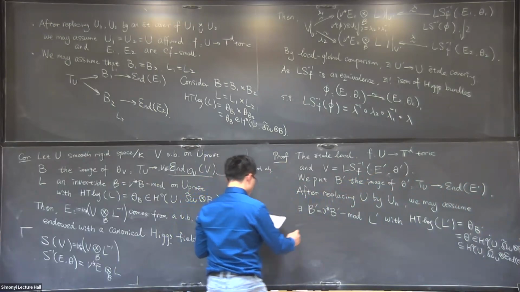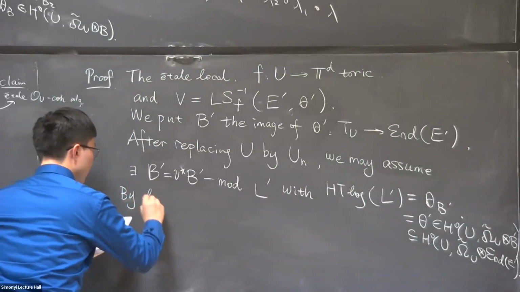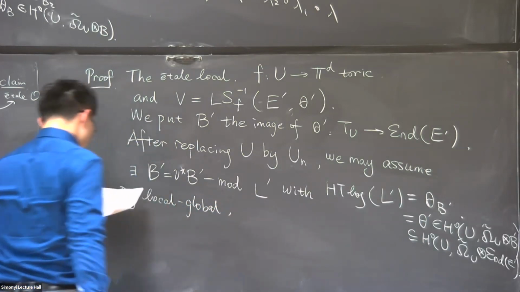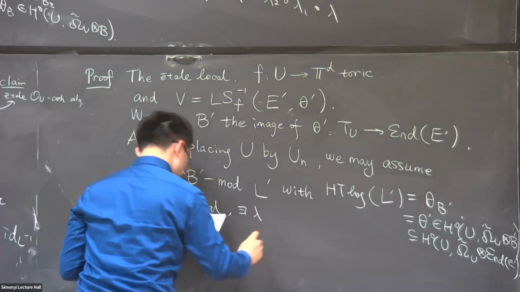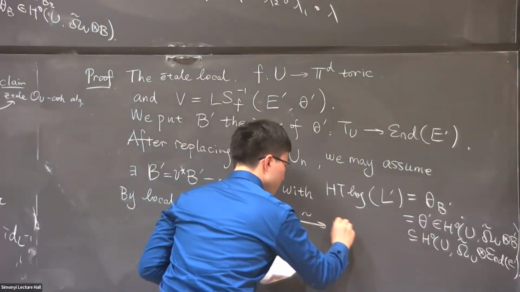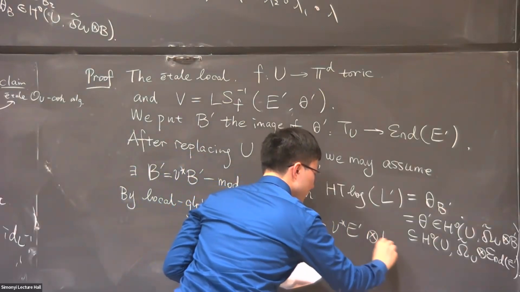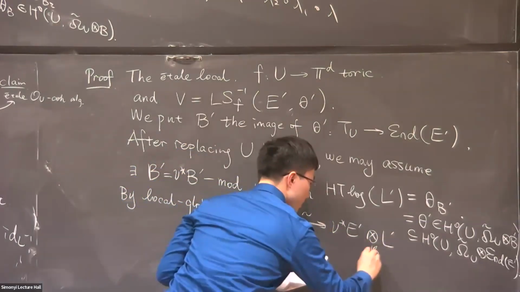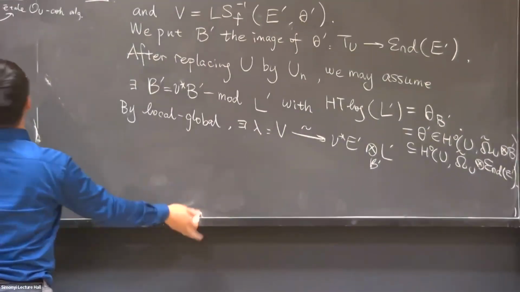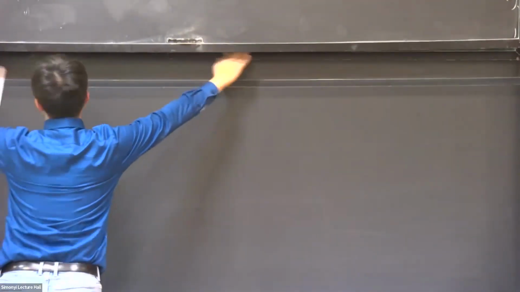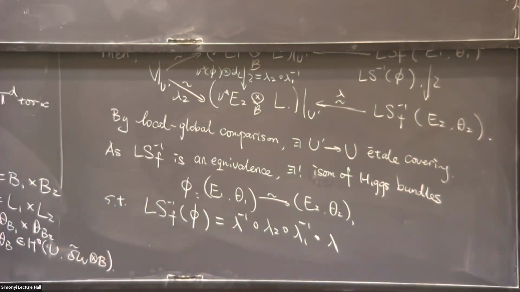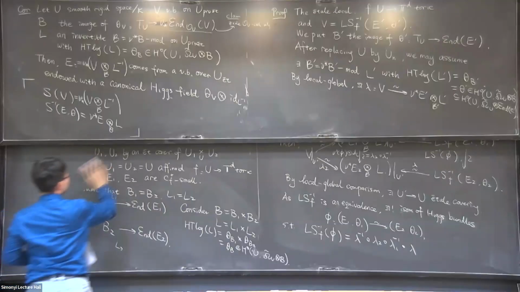Okay, so by local global comparison, there exists an isomorphism lambda from V to the pullback of E prime and twisting by L prime, okay? So, I will finish in 2 minutes.